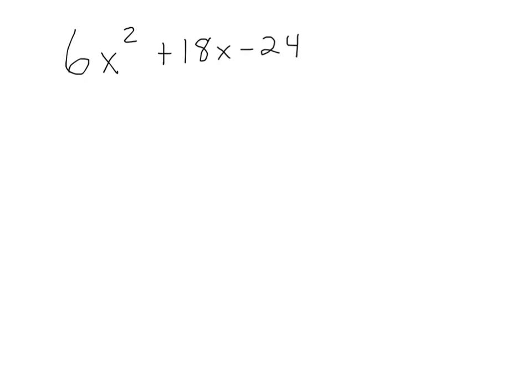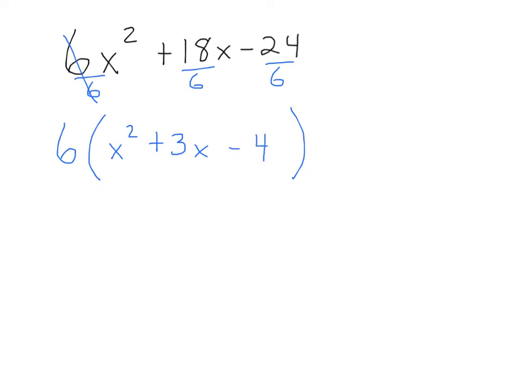A 6. So I'm going to write 6 here, and then in parentheses is what's left after I divide each of these by 6, right? Yep. So this 6 cancels, so I have x squared. 18 divided by 6 is 3x. And negative 24 divided by 6 is negative 4, right? And now we know how to factor what's inside those parentheses, don't we?